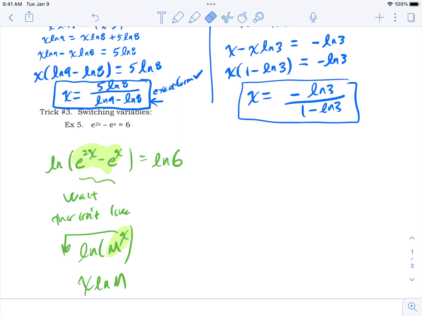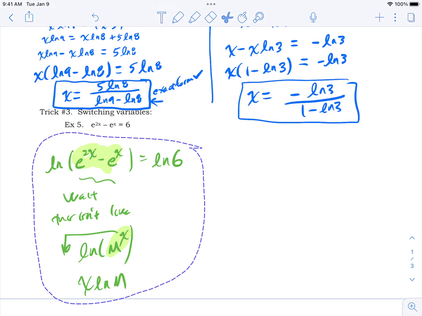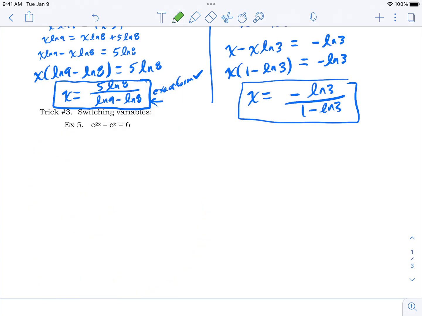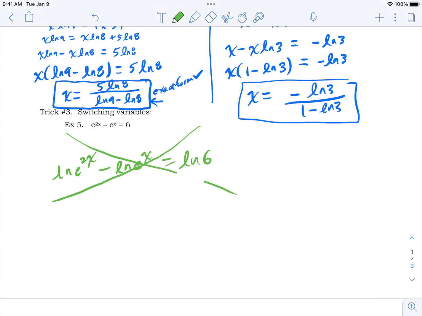And I hope you're not thinking, well, maybe I'll just take the log of this, and then I'll take the log of this, and then I'll take the log of this. No. You can never do things term-wise like that. If you're going to do the same thing to both sides of the equation, you have to do the thing to the whole sides.